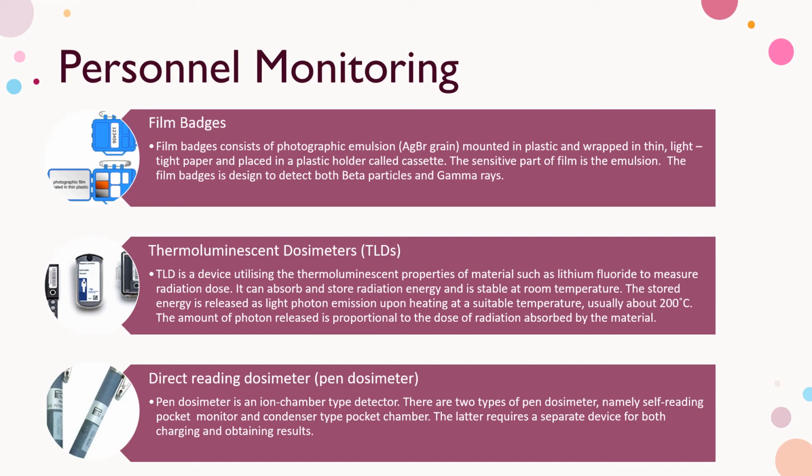Direct reading dosimeter or PAN dosimeter. PAN dosimeter is an ion chamber type detector. There are two types of PAN dosimeter, namely self-reading pocket monitor and condenser type pocket chamber. The latter requires a separate device for both charging and obtaining results.